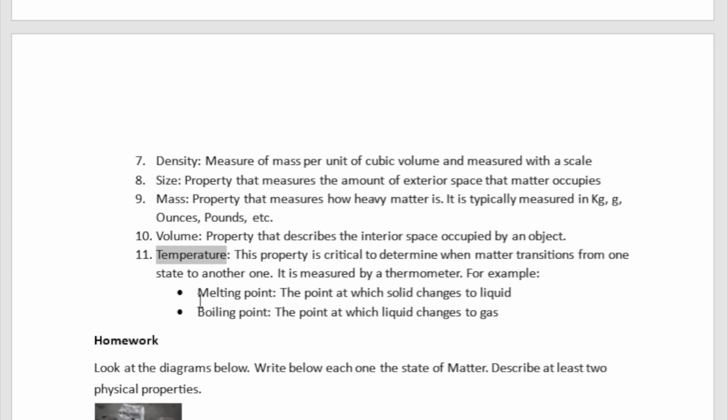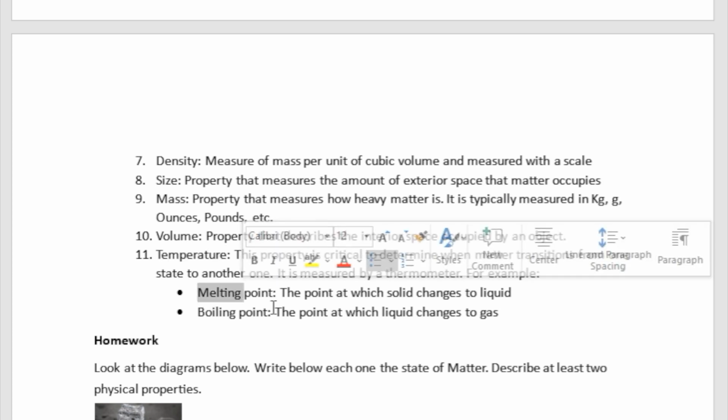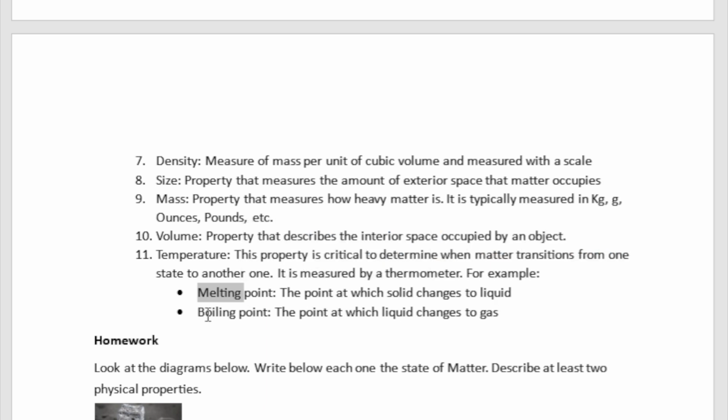There are different scales of temperature, if you will. There's the melting point, which is the point at which solid changes to liquid. And there's the boiling point part of temperature as well, which is the point at which liquid changes to gas.